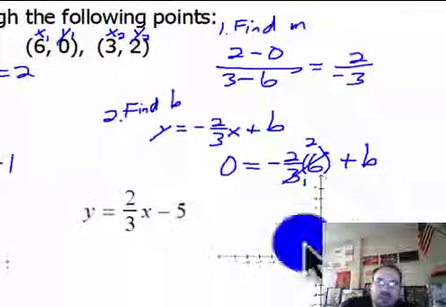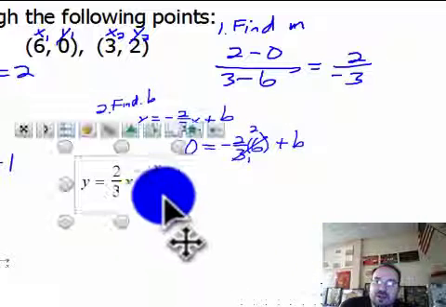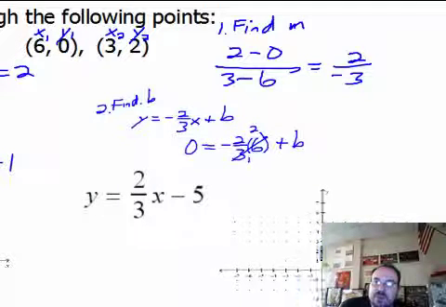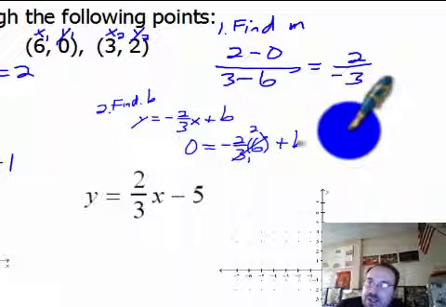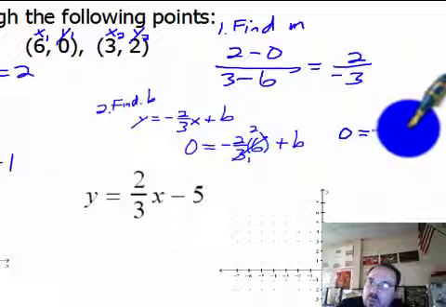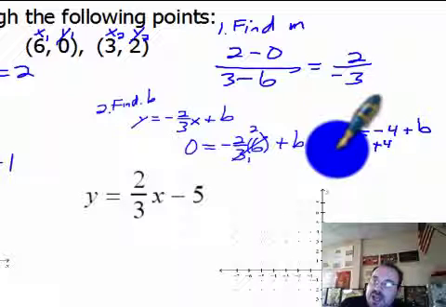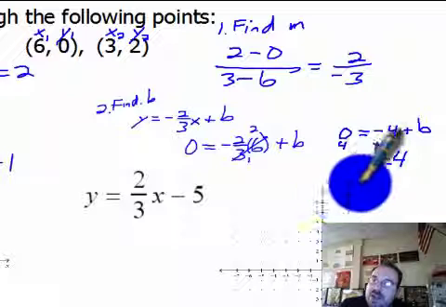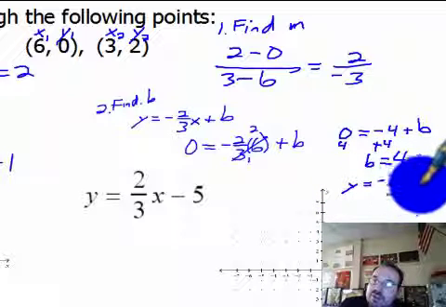And I am completely out of room here, so let's see if we can shrink that a little bit. Whoa, made that too big now. Okay, there we go. Talking to myself. Okay, so I multiply that out. I get 0 equals negative 4 plus b. And when I add 4 to both sides, I get b equals 4. So my final answer would be y equals negative 2/3 x plus 4.